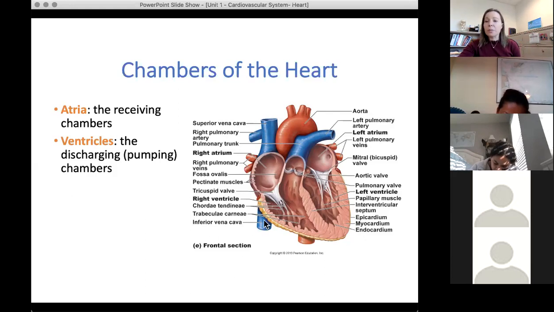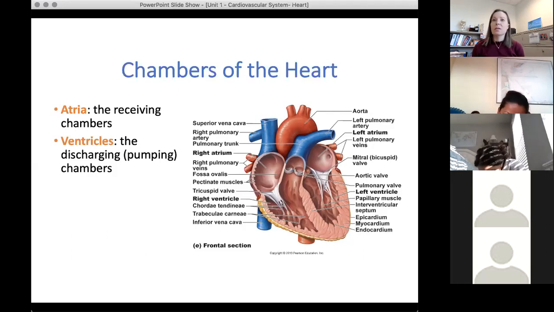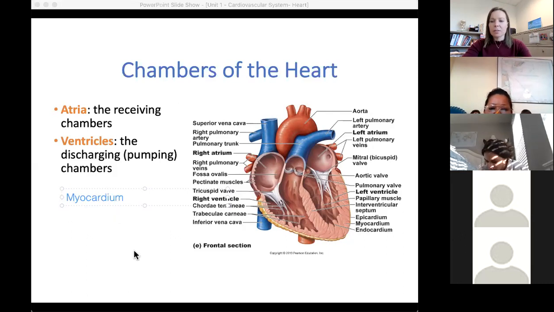Okay, so they bring blood from above the heart and below the heart, and they carry that blood into the right atrium. And then there's also a small blood vessel that's called the coronary sinus. This collects blood that is draining out of the myocardium.